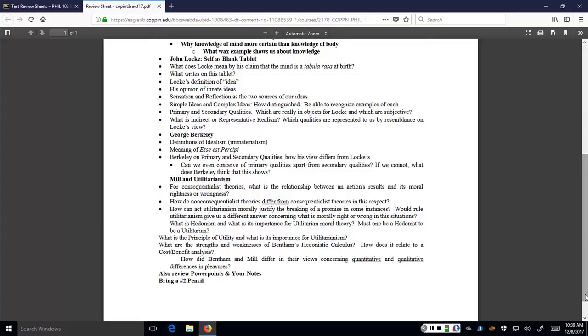So this is important because for us, a material object, as we experience it, is just a complex putting together of these simple ideas into a complex idea.